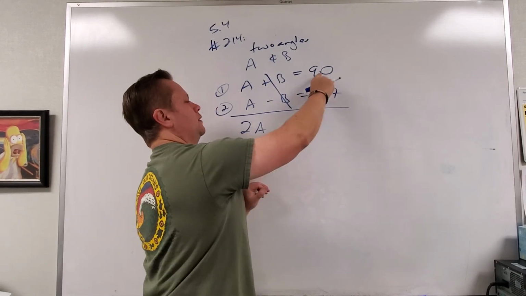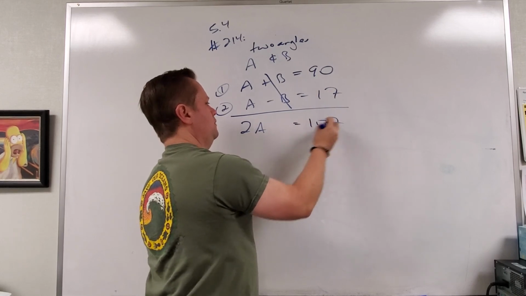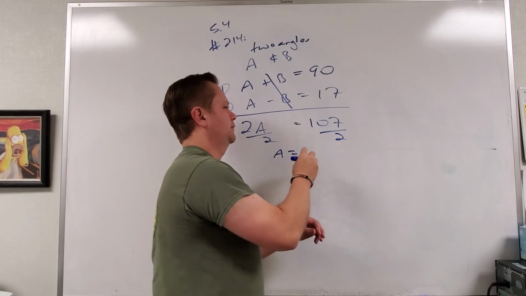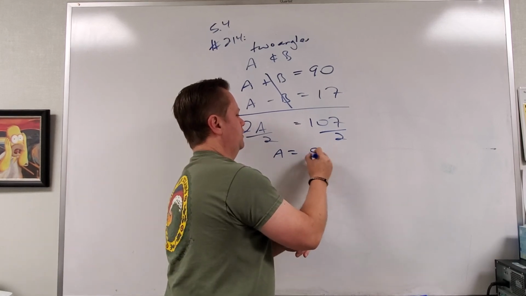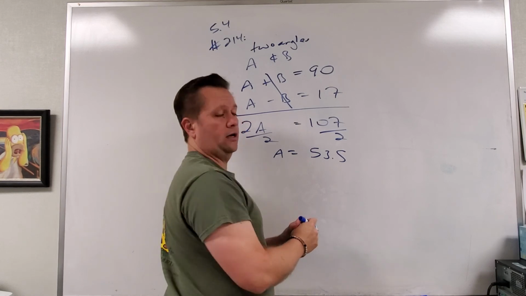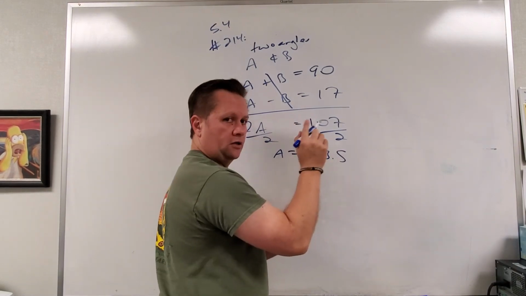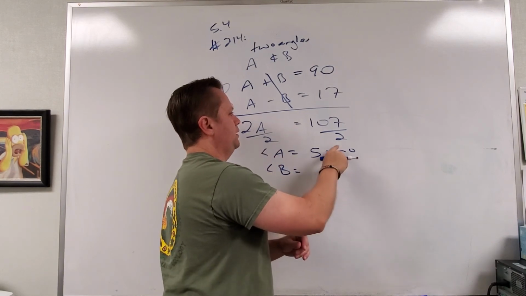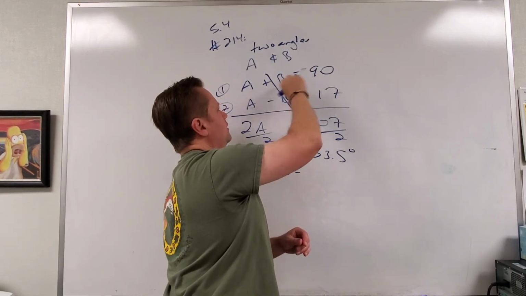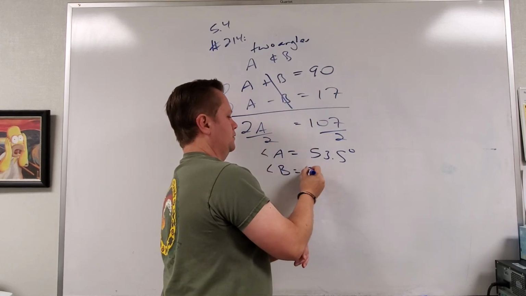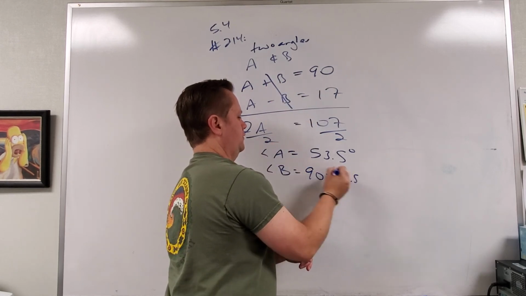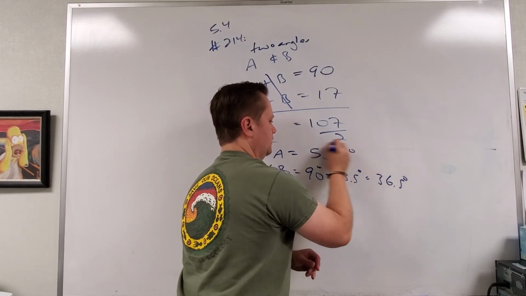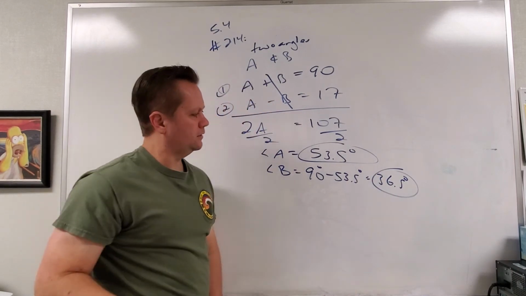90 and 17 is 107. Divide by 2. What is that, Jeff? 53.5. Sounds great, right? Don't forget units, degrees. So then what's B? Angle A is that. Angle B has got to be 90 minus A, right? So 90 minus 53.5 would be what, Jeff? 36.5 degrees. I hope that's right. Yeah, it looks about right.